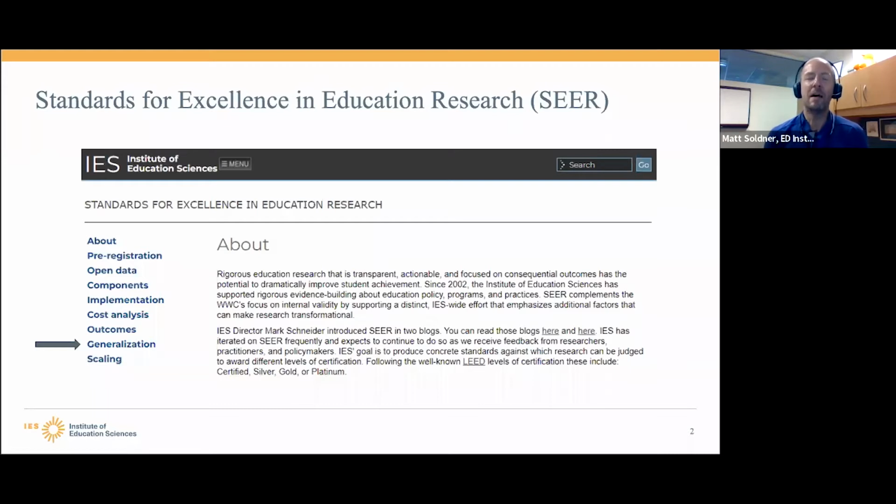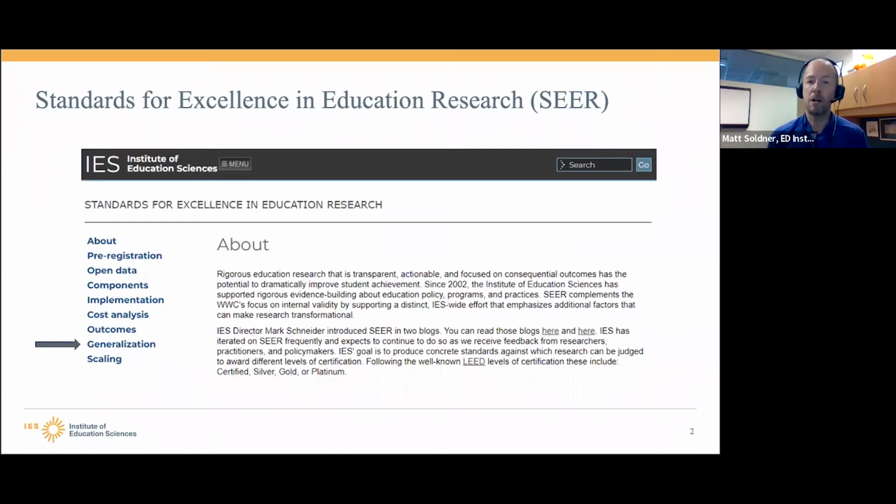They were born kind of in the model of the LEAD standard, which many of us are familiar with. Ultimately, someday IES aspires to be able to badge studies showing their compliance with the SEER standards. But for now, we're really in a development phase along a series of 8 standards. And the 8 standards you can see on your screen, on the left side, run the gamut from pre-registration, when the study is just getting going, all the way to scaling, when we hope that the good work of discovery and impact evaluation are translated to the field.